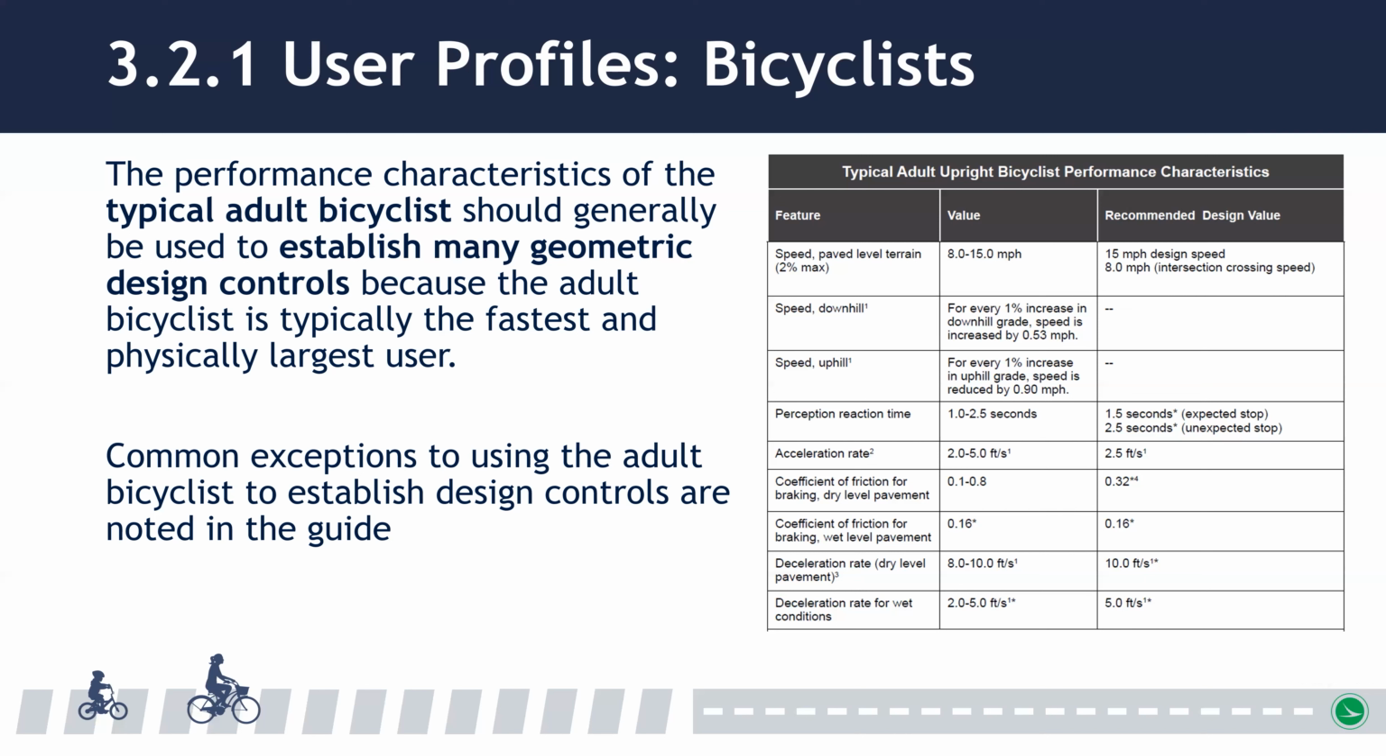For example, a shared use path that's expected to have low pedestrian activity and anticipated to be used for recreational bicycling may be a location where higher bicyclist design speeds are appropriate and should be designed for.